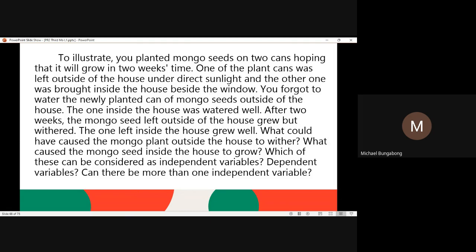So now, after 2 weeks, you have the result already. So now, what could have caused the mungo plant outside the house to wither? And what caused the mungo seed inside the house to grow? Which of this can be considered as independent variables? So you see the point, there's something lacking, no? Nasa labas na nga siya, which is parang advantage, no? Kasi naarawan, 'di ba? Although it's not on direct sunlight. So what would be the possible cause? Can you please tell me?